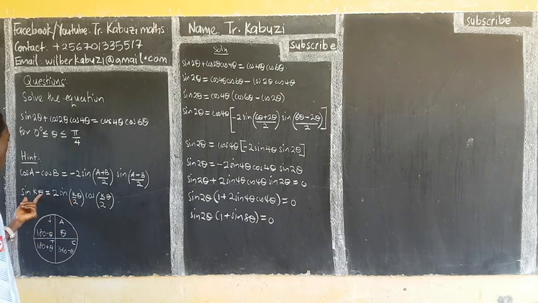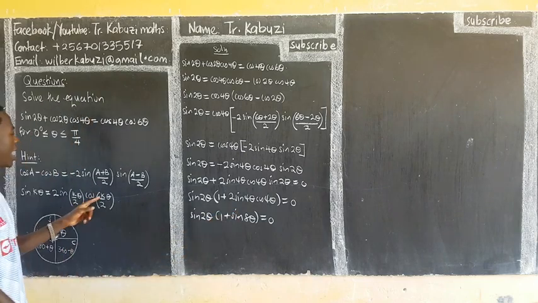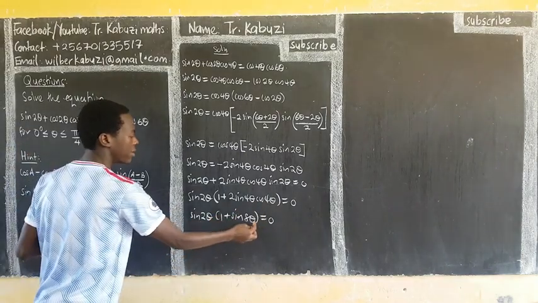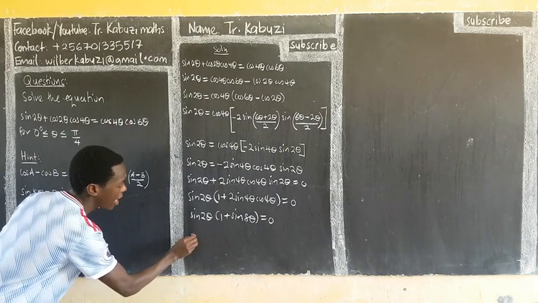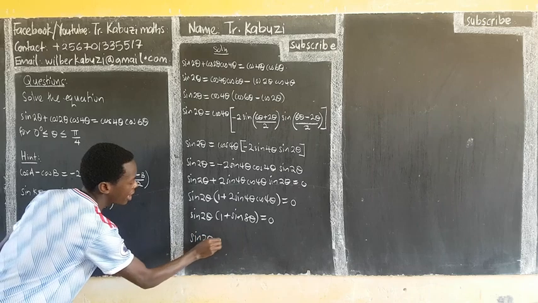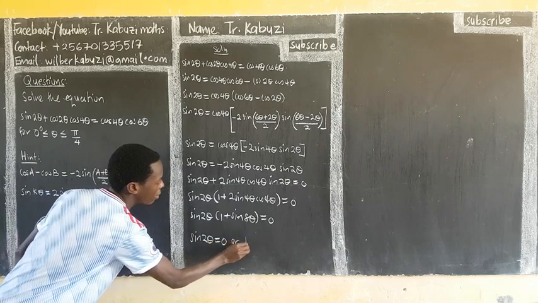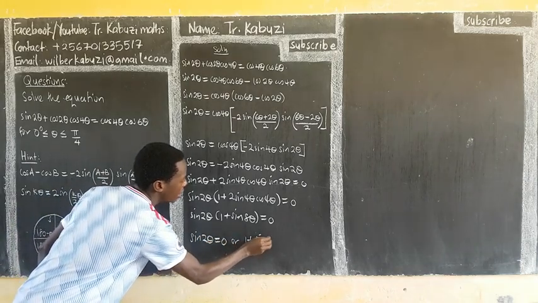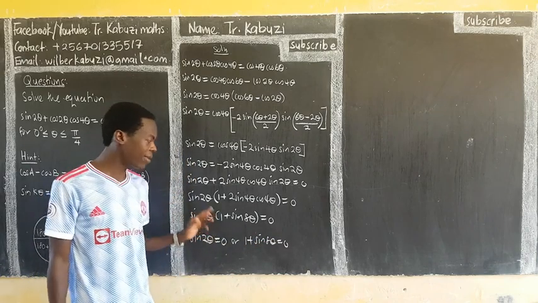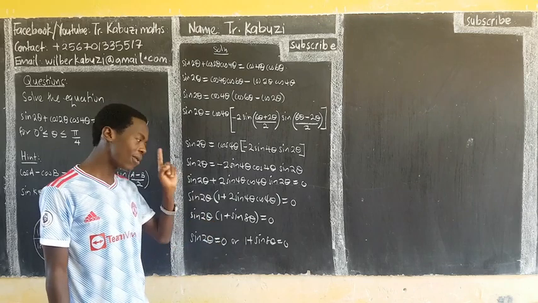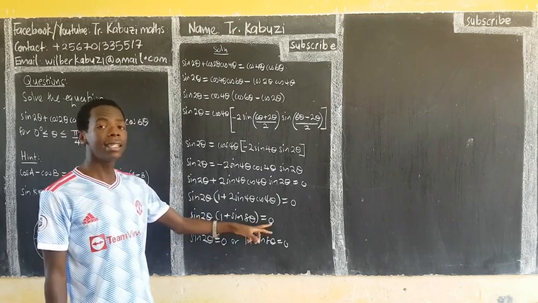So if we expand now this, if it's 8, you are going to get 2. 8 divided by 2 will be 4, and 8 divided by 2 is 4 still. Okay, so from there you can see either sine 2 theta is 0 or 1 plus sine 8 theta is equal to 0.